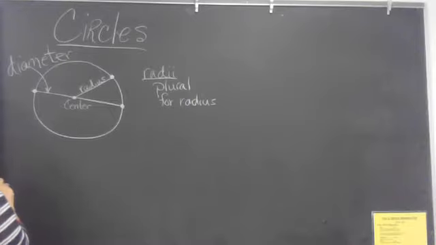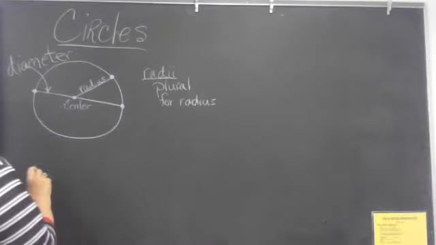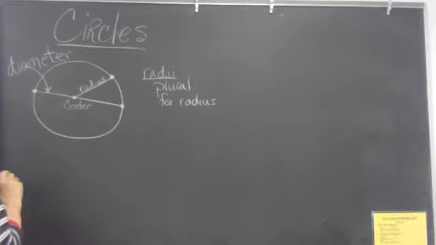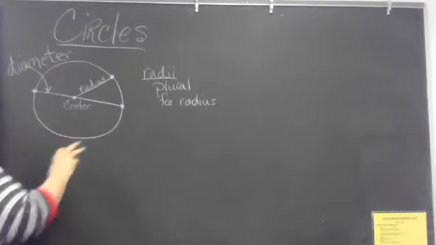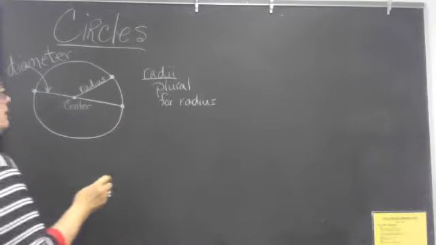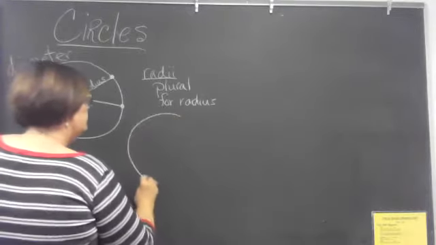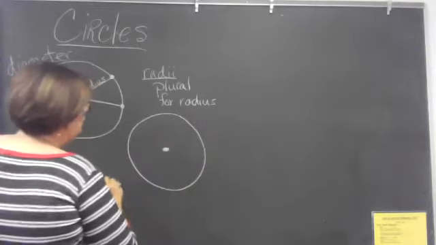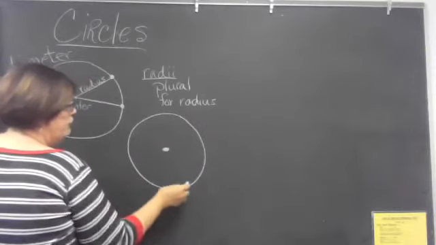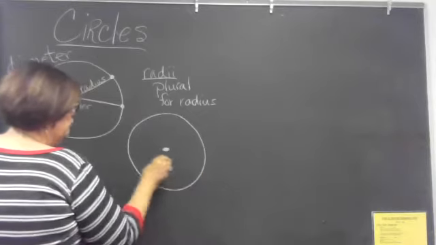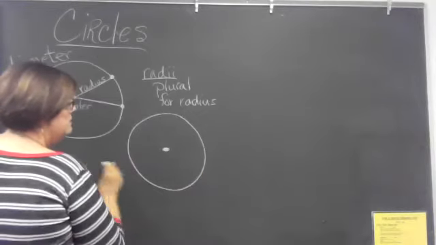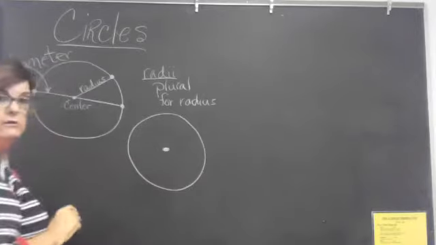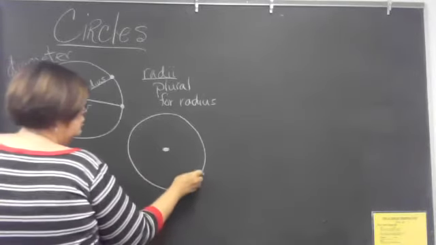Now, we also have what we call a chord. And I think instead of putting all this in one circle, it'll start to get conglomerated. So let's do another circle here. And we have a distance that goes from one side of the circle to the other, but does not pass through the center. That is called a chord.